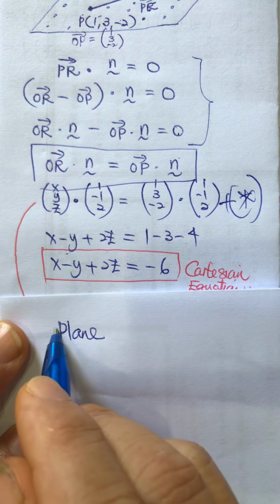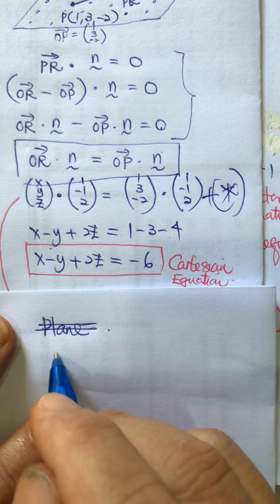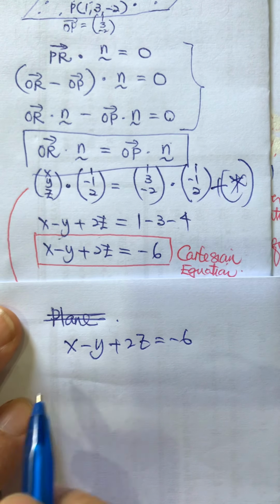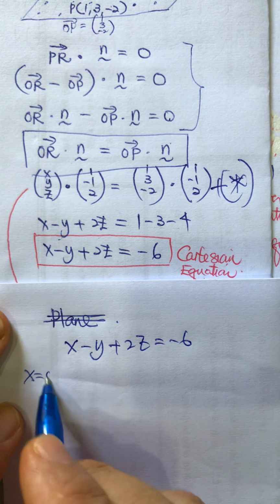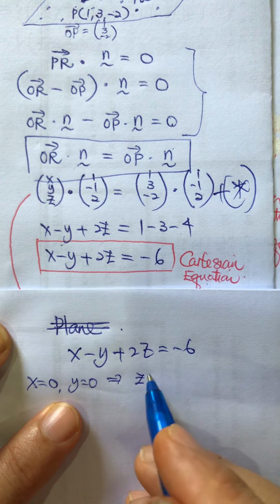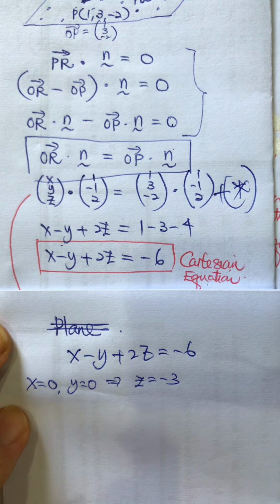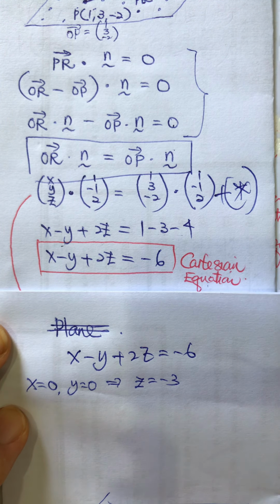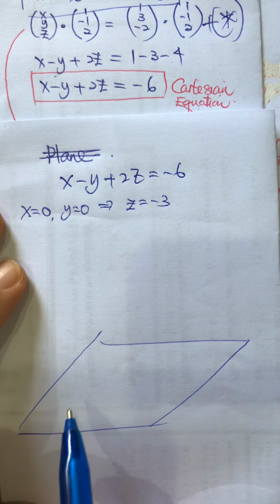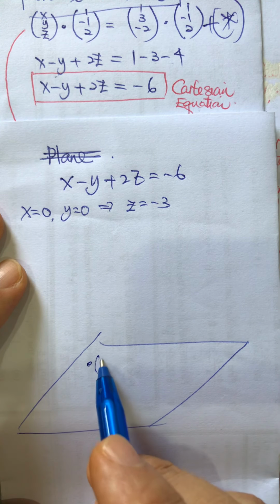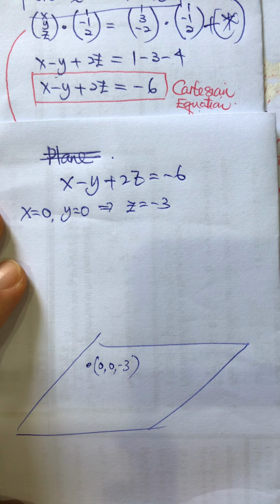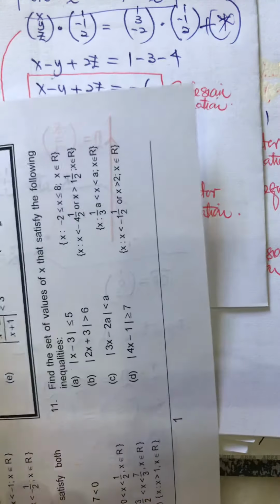Okay, what does it mean when you get this answer? Your Cartesian equation of the plane is this one. Meaning, let's say x equal to 0, y equal to 0. That means you get z equal to -3. That means the plane we are finding passes through the point x 0, y 0, z equal to -3. Okay, then where is this point? I show you here.